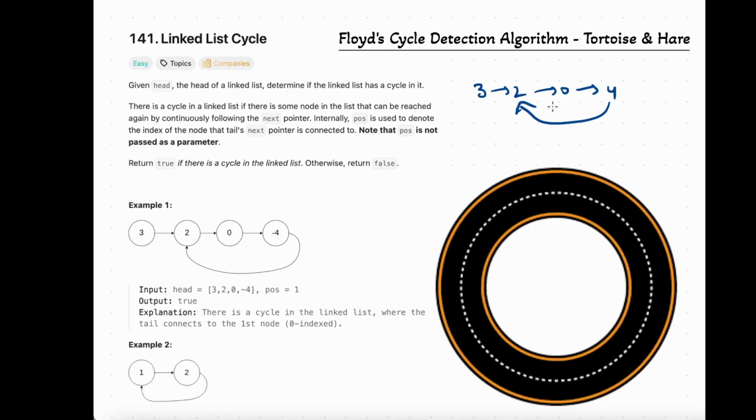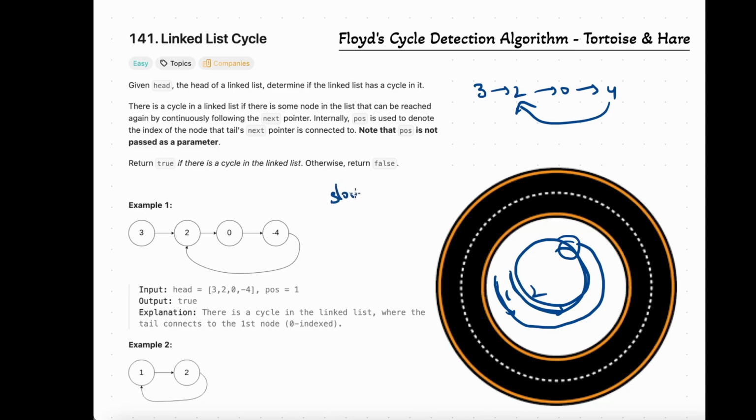Let's see the third method, which is the most optimal method. The intuition is, let's say you have a circle like this and somebody is running at a speed of 1 and there is another person who is running at the speed of 2. The idea is they'll meet somewhere on the path. They'll meet as one guy is running at a speed of 2, another guy is running at a speed of 1. So if they meet somewhere, that means there is a cycle.